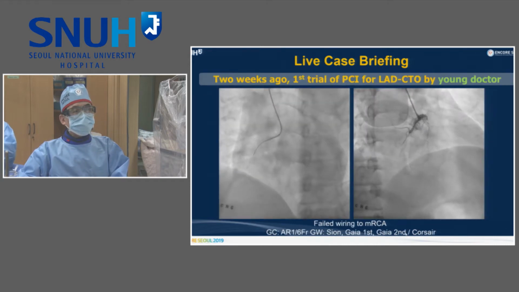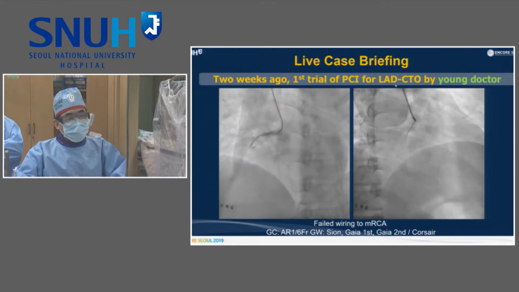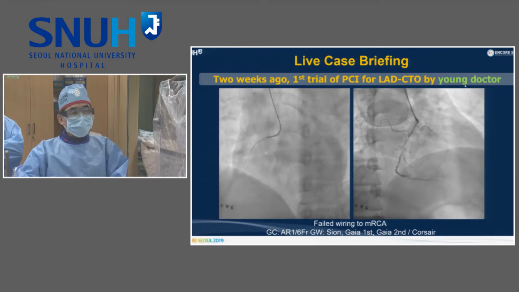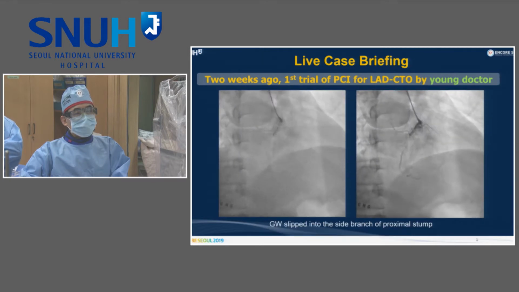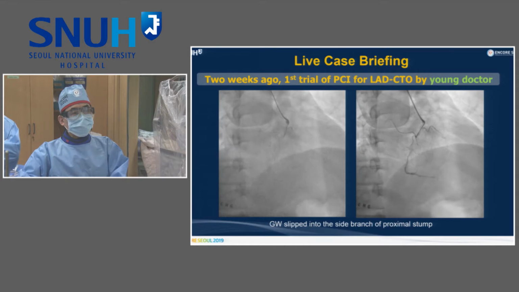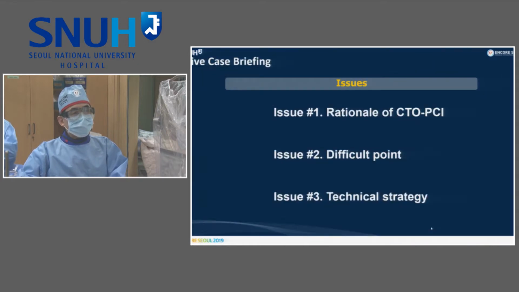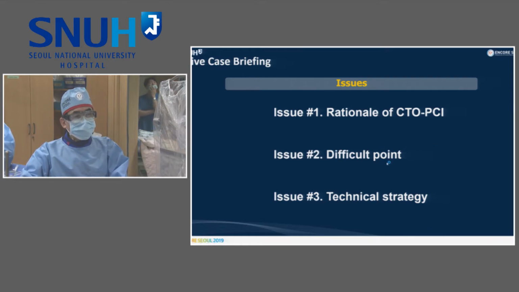Two weeks ago, in the first antegrade trial, using Sion and Gaia first and second, with backup of a Corsair wire, the direction was wrong. The side branch is a kind of hurdle to going in the right direction. Thus, there are 3 issues. Is there a rationale for CTO intervention for this patient? What is the difficult technical point for this case? What is the feasible, best technical strategy for this patient?